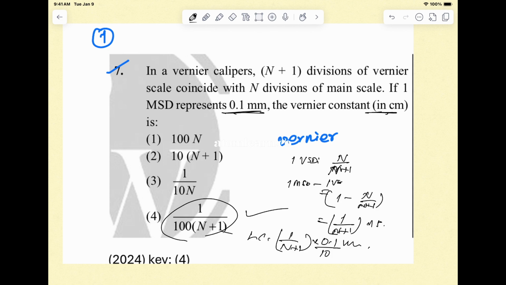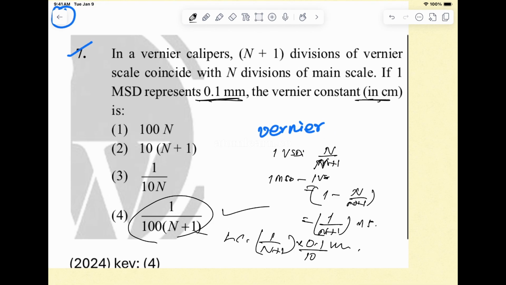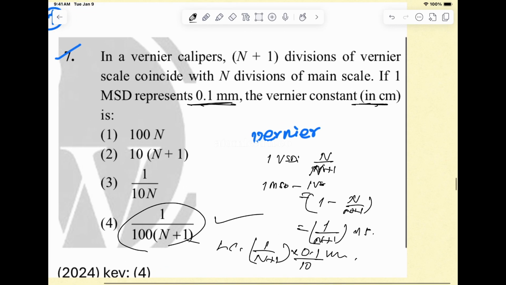Now you can do it fast. Therefore, you follow the shortcut that I am now teaching you. The least count in a vernier calipers is found from the difference in the data: n plus 1 VSDs coincide with n MSDs. That means the difference is 1. Difference divided by this n plus 1.